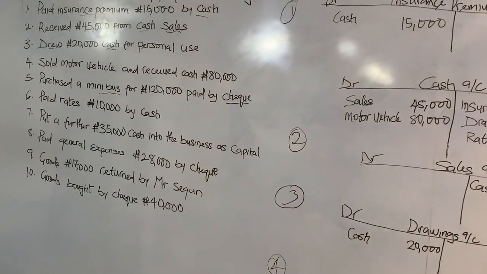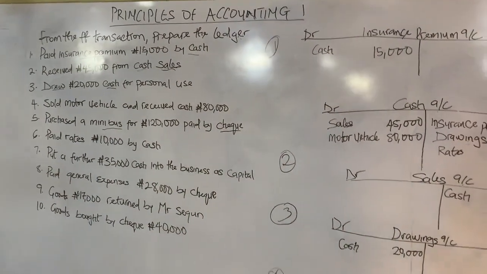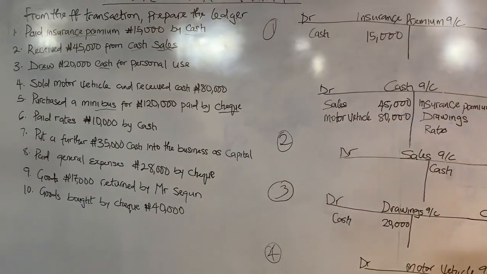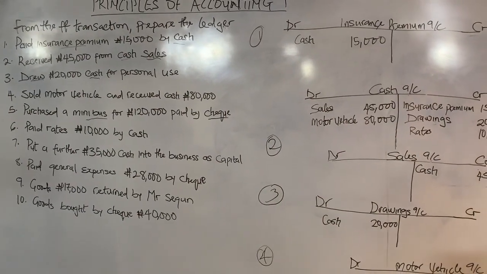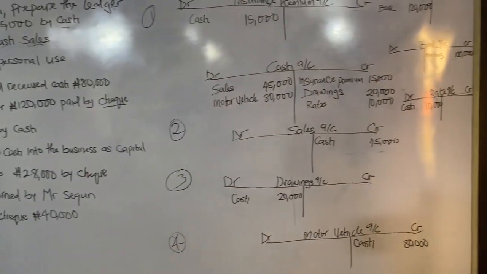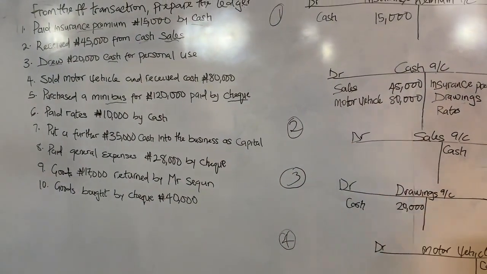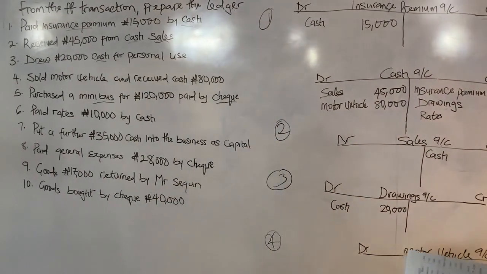Number 7, put a further 35,000 naira cash into the business. You put a further 35,000 naira cash into the business as capital. So capital account and cash account. For this, cash is increasing. Cash has increased. Money has come in. Cash has increased in value.